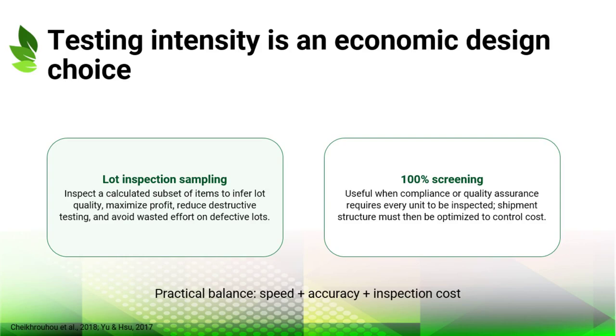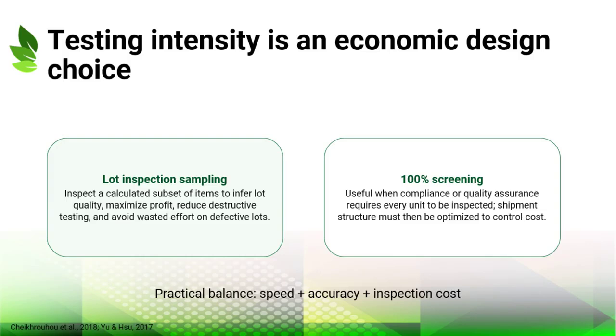Testing intensity is an economic design choice because more inspection usually improves information but also increases cost and delay. Lot inspection sampling offers one solution. Instead of testing every item, firms inspect a calculated subset to infer the quality of the entire lot. This can maximize profit, reduce destructive testing, and avoid wasting effort on clearly defective batches.